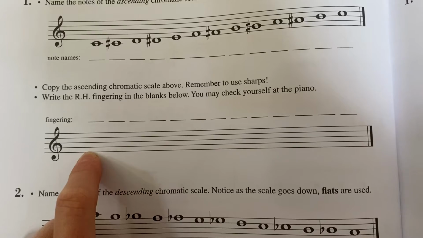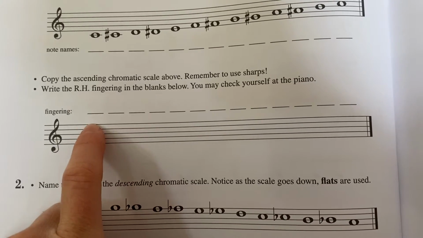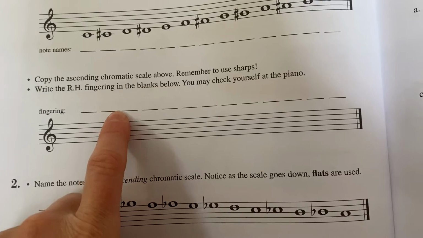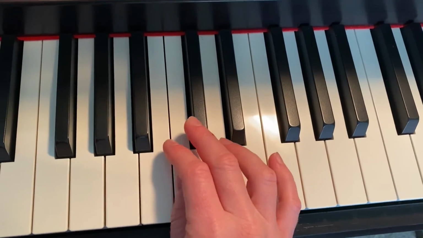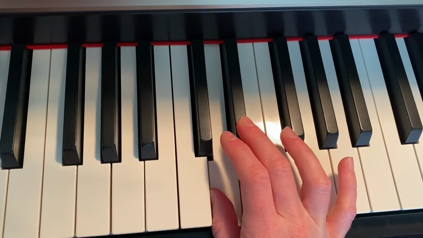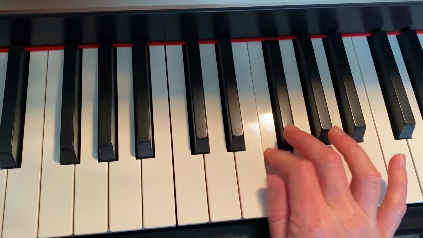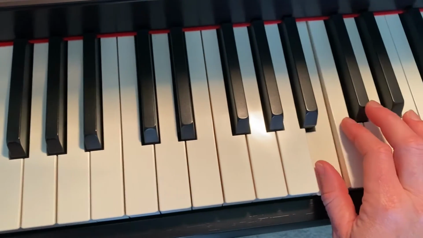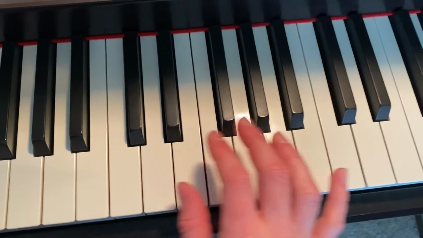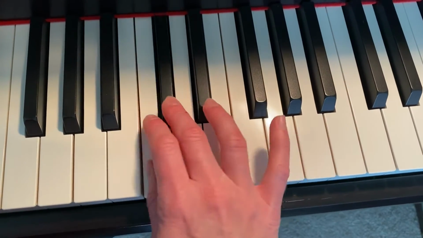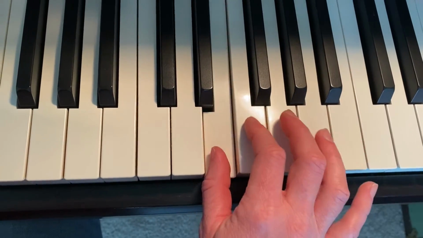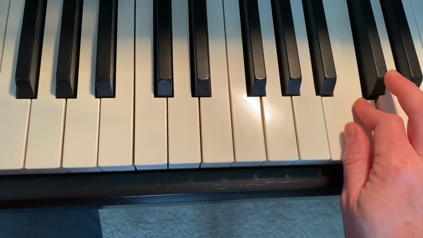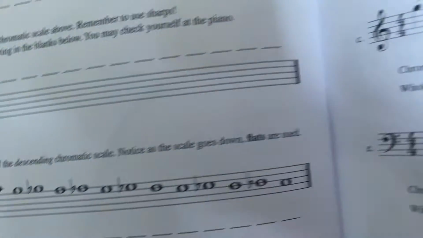So as you're going up a chromatic scale, it goes 1, 3, 1, 3, 1, 2, 3. Let me show you. Okay, my fingering is like this: 1, 3, 1, 3, 1, 2, 3. So every time you hit one of these where you have 2 white keys together, you're gonna do the 1, 2, 3. Okay, and all the rest are 1, 3, 1, 3.